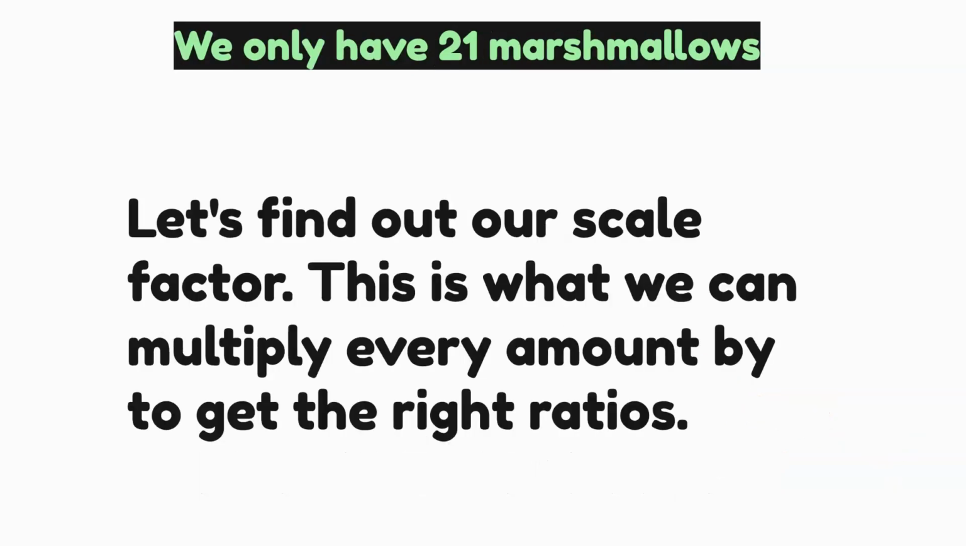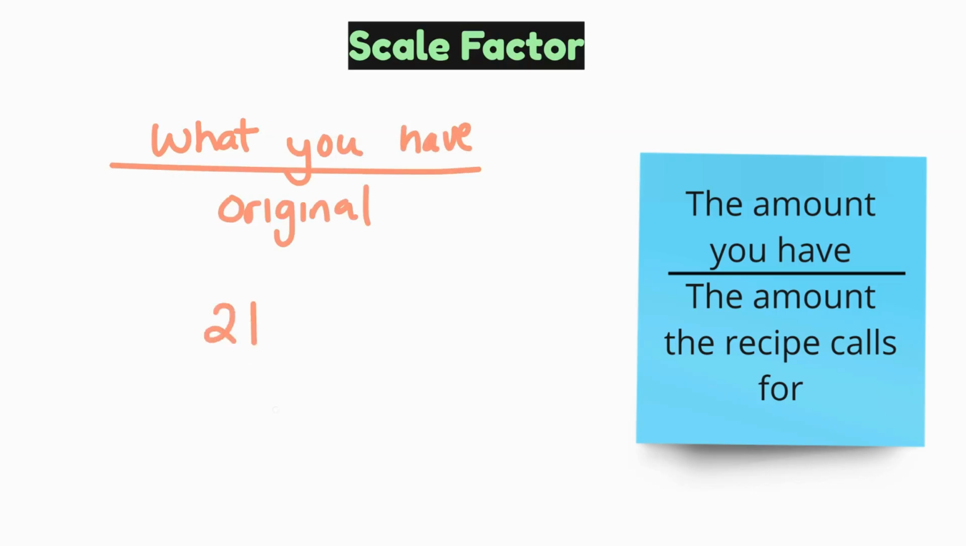So we only have 21 marshmallows left from our camp trip. So let's find out our scale factor. This is what we can multiply every amount by to get the right ratios. So what we do for scale factor is you take what you have divided by the original amount. So we have 21 marshmallows. The original amount called for 40.